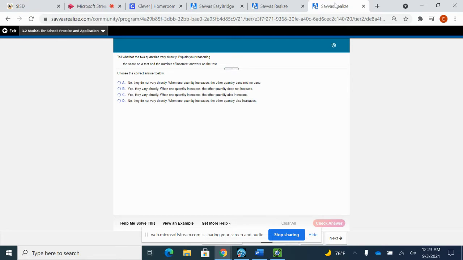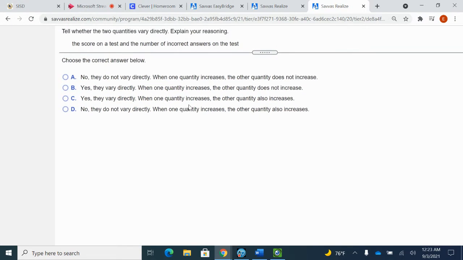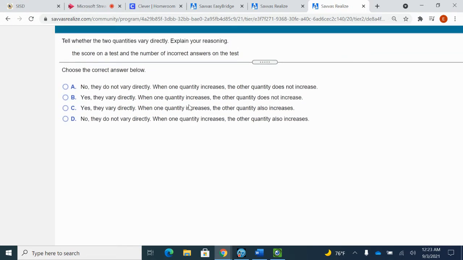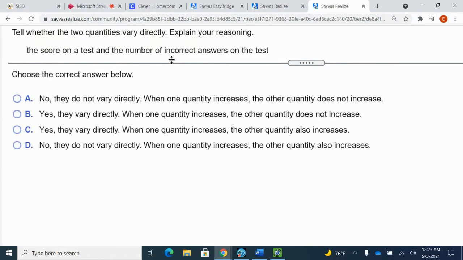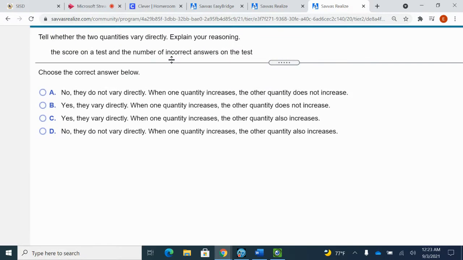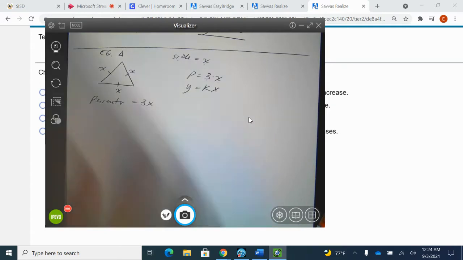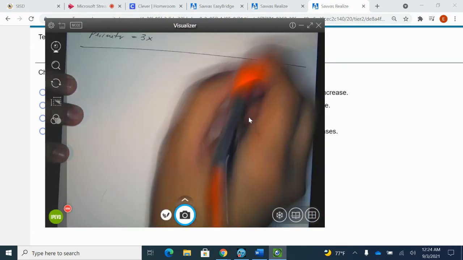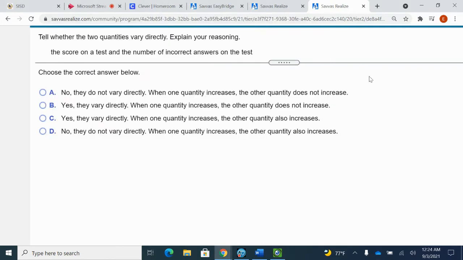So looking at this problem, number 9: the score on the test and the number of incorrect answers on the test. We can think of an actual scenario in class. I'll explain it this way. It says your test grade, or your score. So we have the test score and the number of incorrect questions.